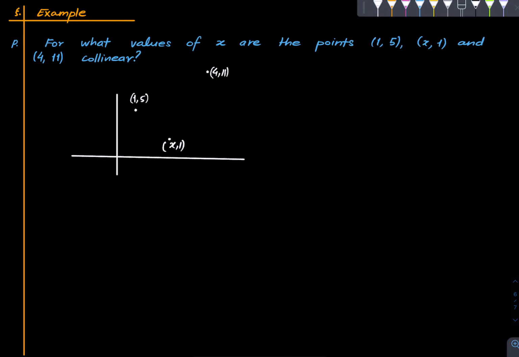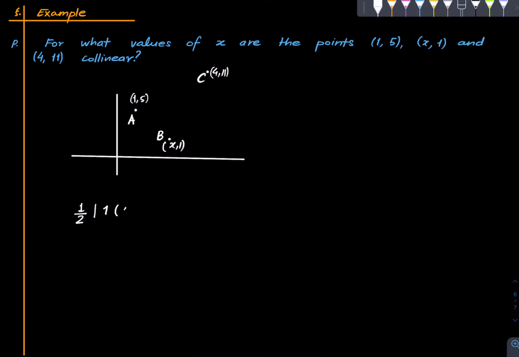Just note that these 3 points are collinear if and only if the area of this triangle is 0. That's an if and only if condition. So what we are really being asked is what are all the values of x for which these 3 vertices form a triangle whose area is 0. Basically they form a degenerate triangle. To do that, we just write down the formula for the area, which is half of the absolute value of x1 times... let's say this is a, x1 y1 is 1 comma 5, this is b, and this is c. So x1 y1, x2 y2, x3 y3.